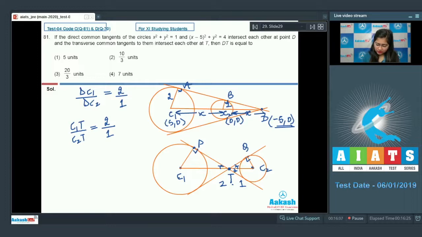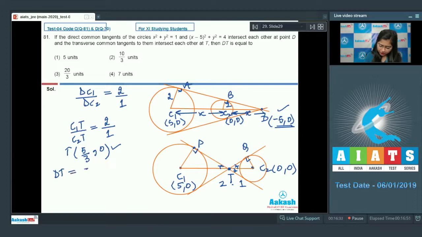Now we know the coordinate of C1, that is (5, 0), and we know the coordinate of C2, that is (0, 0). So by section formula we can find the coordinate of T, that is (2 into 0 plus 1 into 5) upon 3, (2 into 0 plus 1 into 0) upon 3, that is 0. So now we know the coordinate of T and coordinate of D. Hence we can find the value of DT equal to mod of minus 5 minus 5 by 3. So this will be equal to 20 by 3 units. Therefore the correct answer will be option number 3.